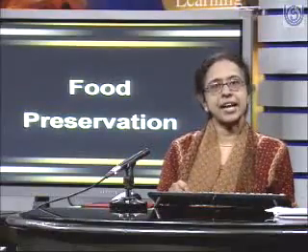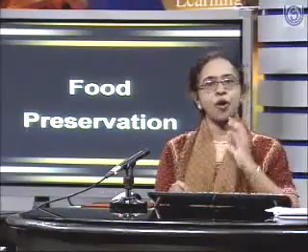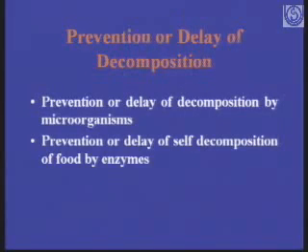Now if we look at the next aspect, the principles in terms of the processes that we can employ in food preservation, there are two types of things that we can do. Either we can prevent decomposition or we can delay decomposition. So, prevention or delay of decomposition. Here again we have two different aspects: prevention or delay of decomposition by microorganisms, and prevention or delay of self-decomposition of food by the enzymes.